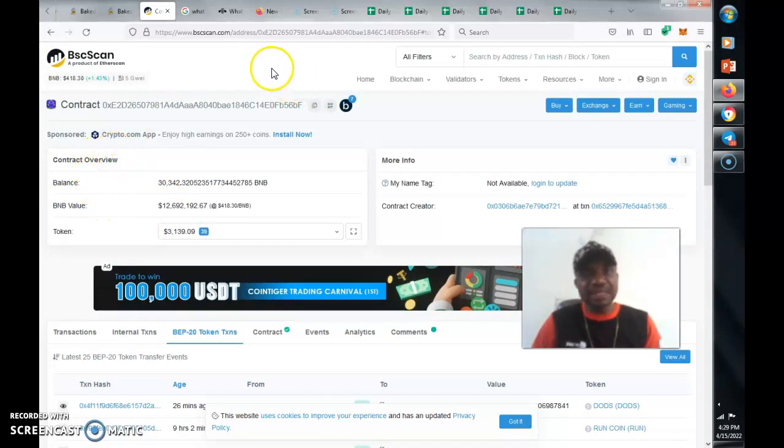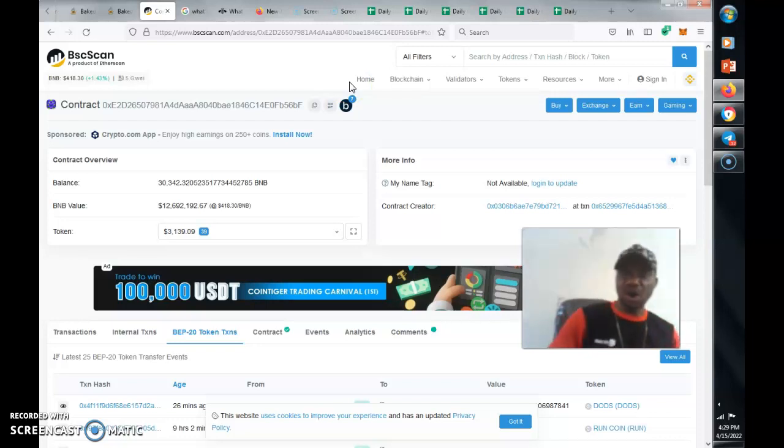So a lot of things are happening behind the scene. When you look at the contract, you can track all my transactions, all the transactions that I do, all my withdrawals. Just by placing your contract address, you can track them.